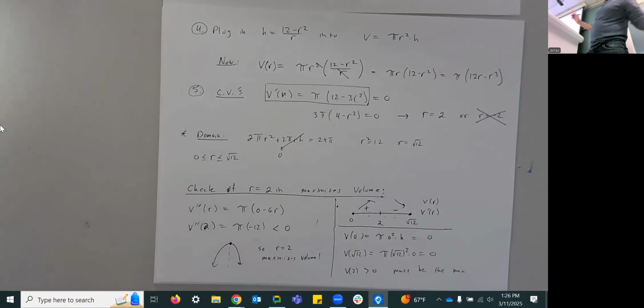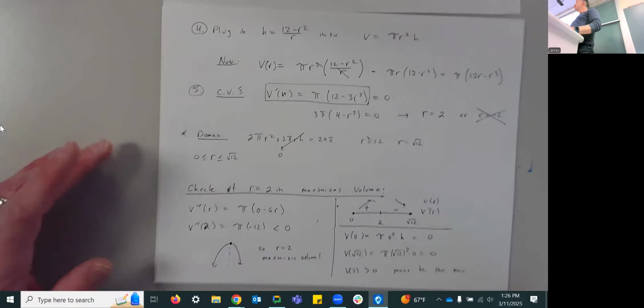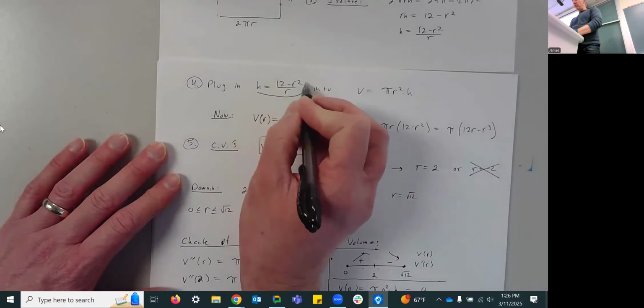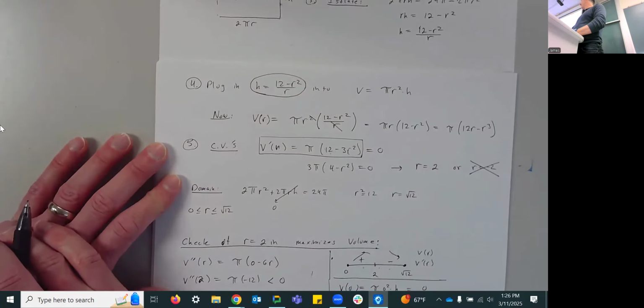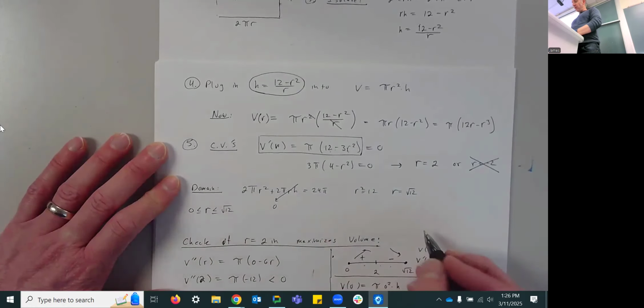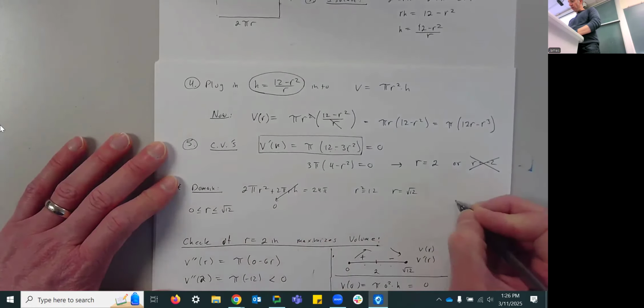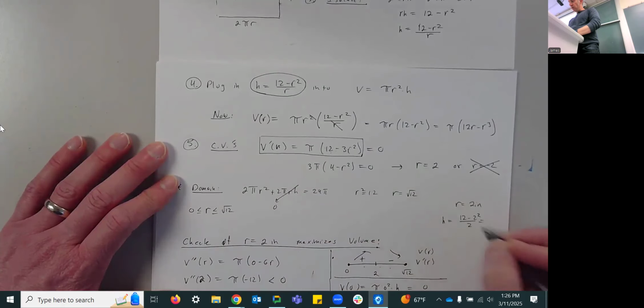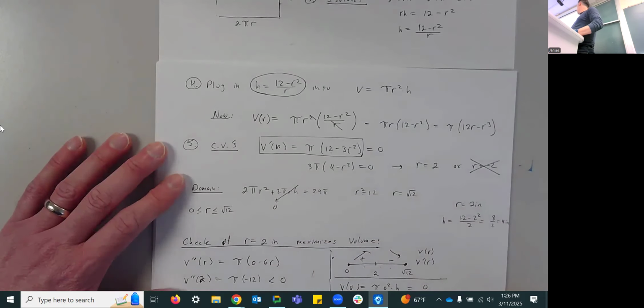We're still not done though. We showed it was a maximum, but we didn't finish answering the question because it said to find the dimensions, plural. We found the radius, we still have to find the height. Usually that's the easy part though, because we usually have what the other thing is equal to in terms of the thing we found. So if the height is (12 minus r squared) over r, and we know that r is equal to 2, then our radius is going to be 2 inches, and our height is going to be (12 minus 2 squared) divided by 2, which is (12 minus 4) over 2, which is 4. So our radius is 2 inches, our height is 4 inches.